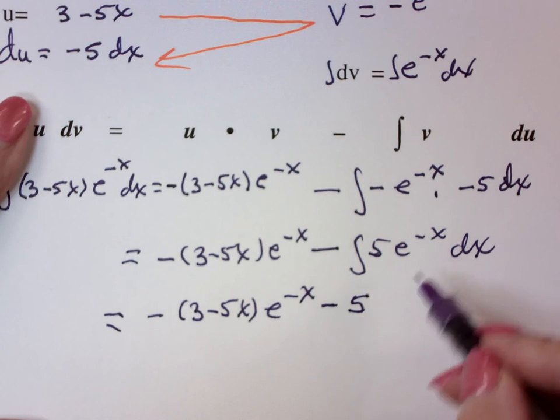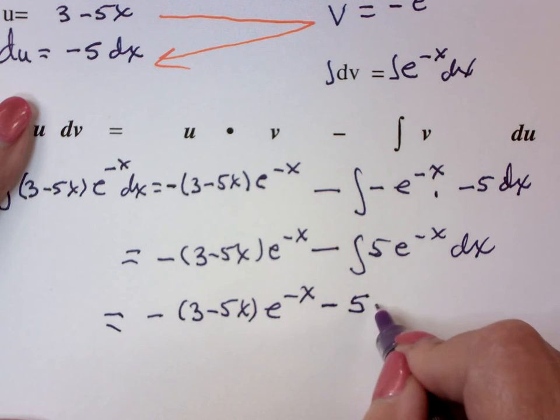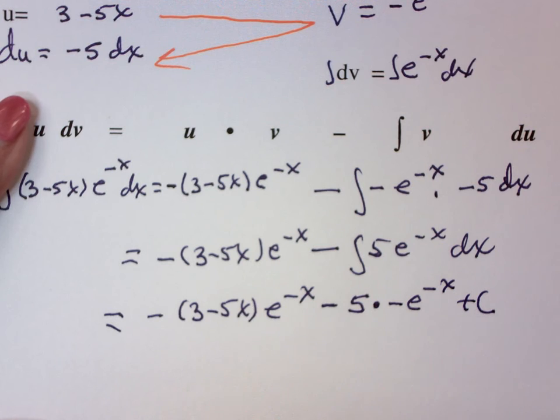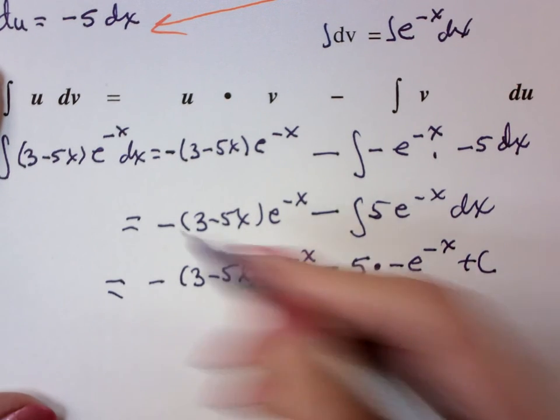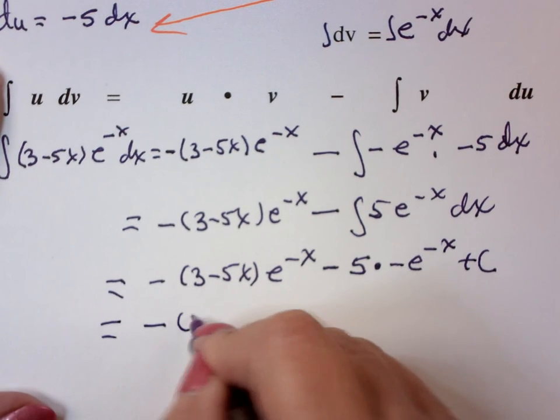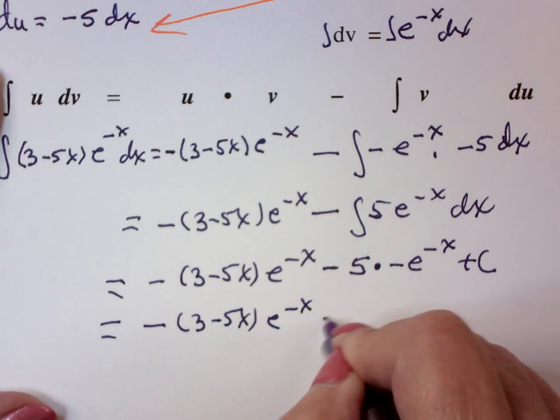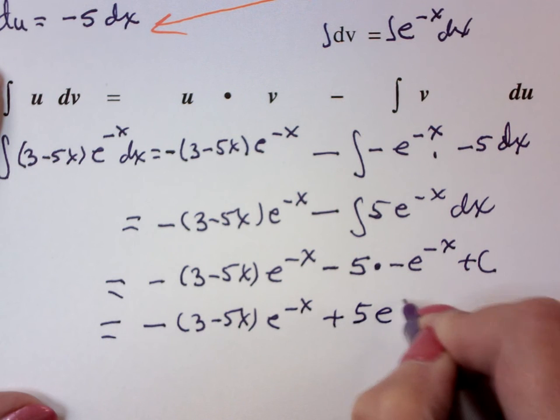Now what's the antiderivative of e to the minus x? Negative e to the minus x plus c, which is minus 3 minus 5x e to the minus x plus 5 e to the minus x plus c.